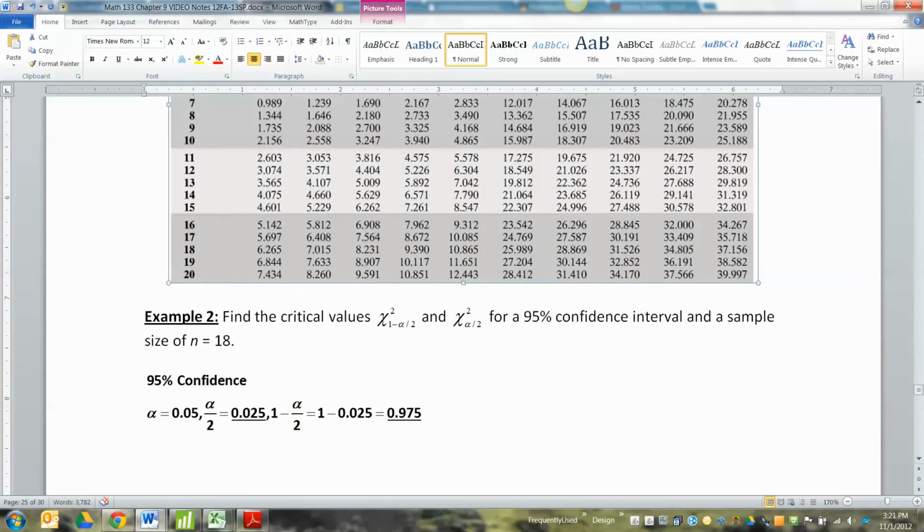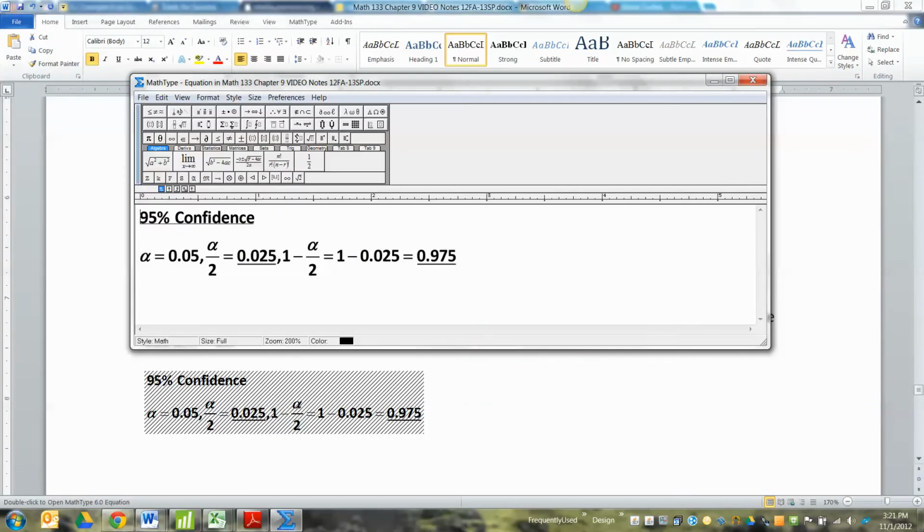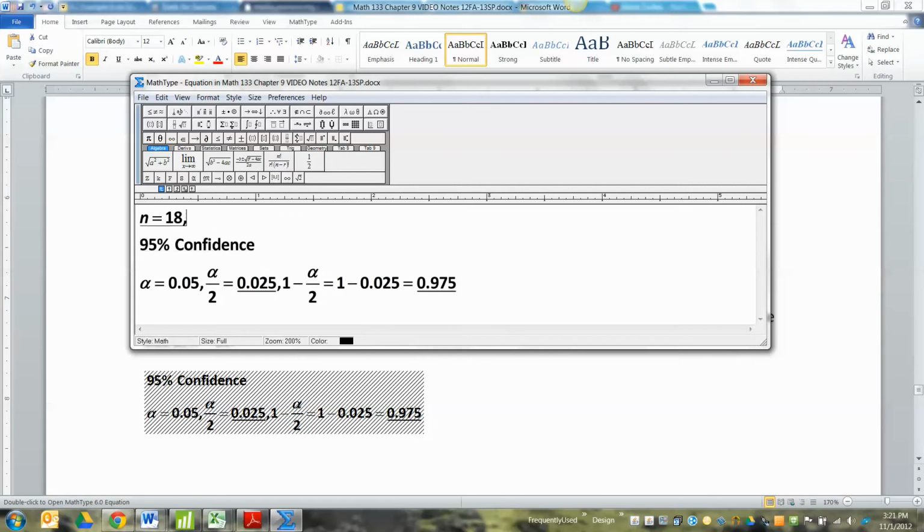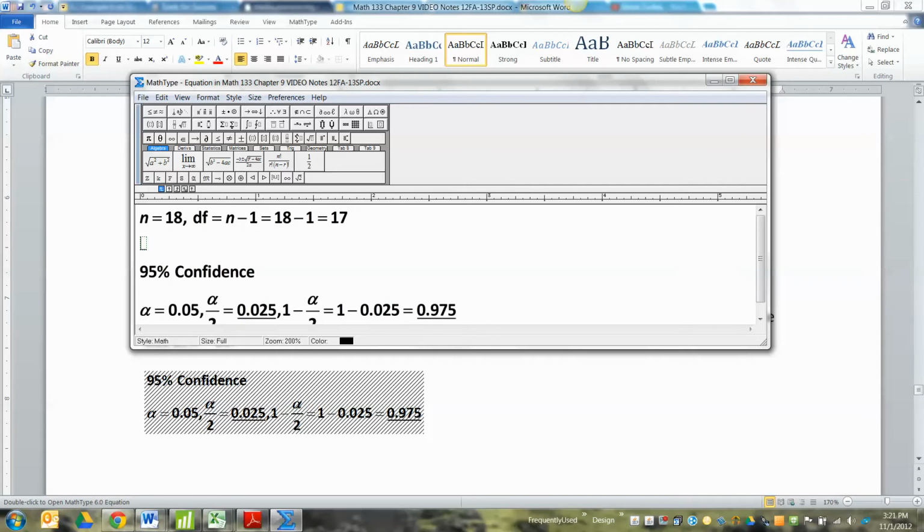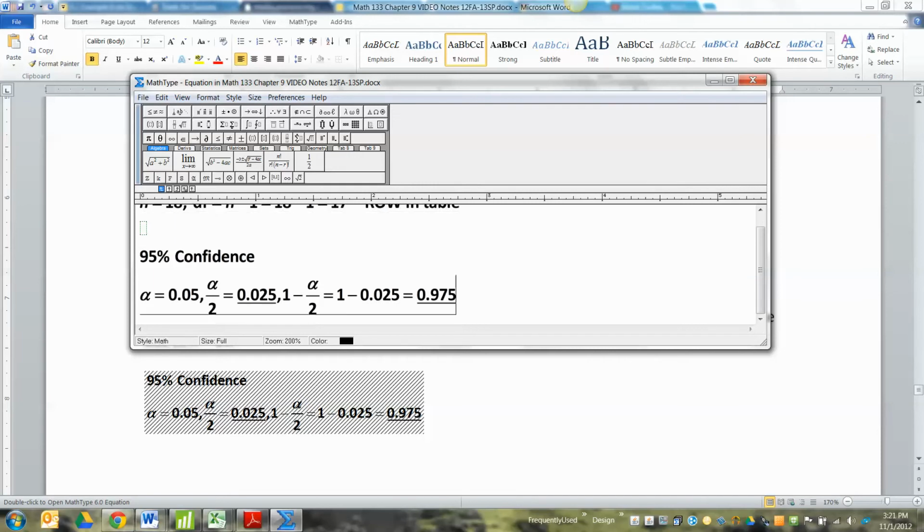column. Now, the other thing we need to keep in mind is that n is equal to 18, so our degrees of freedom, df, is equal to n minus 1, which is 18 minus 1, which is equal to 17. Okay, so this gives you the row you're going to look at in the table. And down here gives you the columns, both of them, because there's two of them.